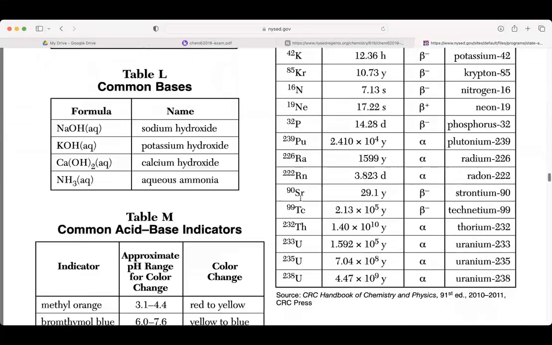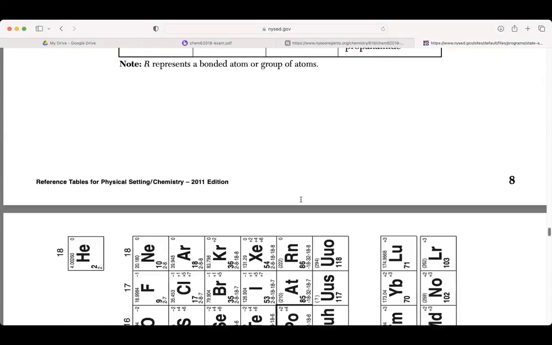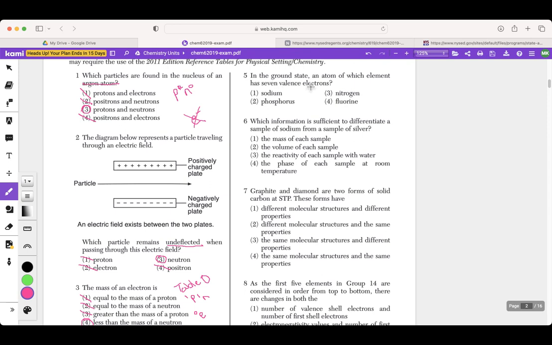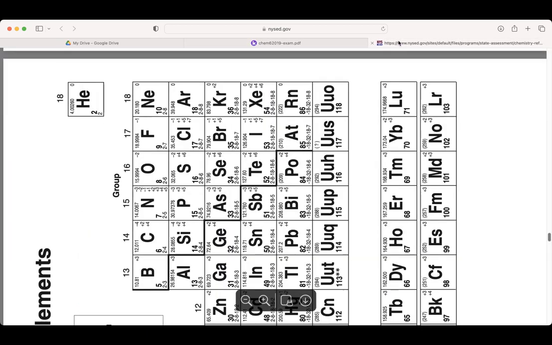All right, so again, we're going to scroll down to the periodic table. I know it's sideways, so it's a little hard to see. But what we want to see, the question asks, is 7 valence electrons. Now, we know valence electrons are in the outermost shell, so we're going to look at the last number of the electron configurations.